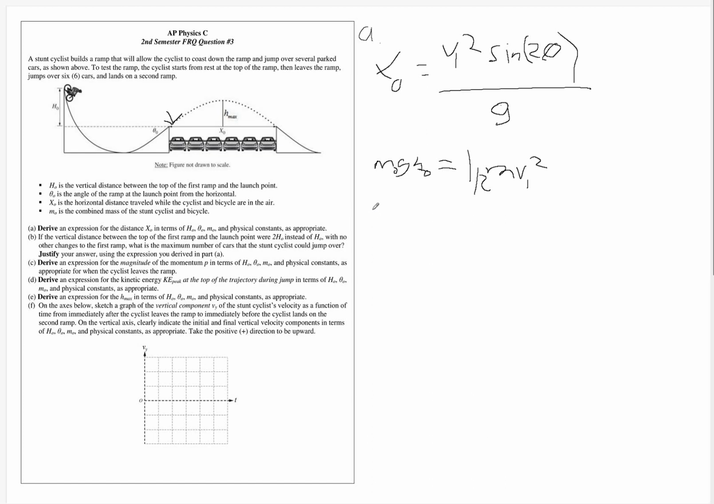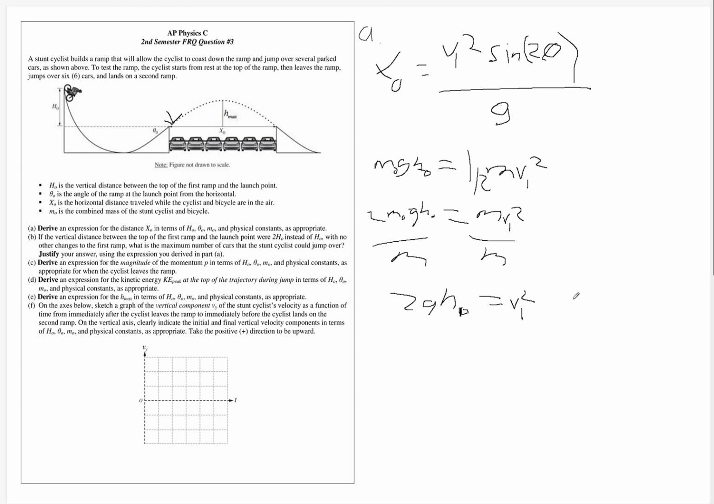So now we can solve for vi. We multiply 2 to both sides, which leaves us with 2 m naught g h naught is equal to m vi squared. Then we divide m on both sides, and we're left with 2 g h naught is equal to vi squared.